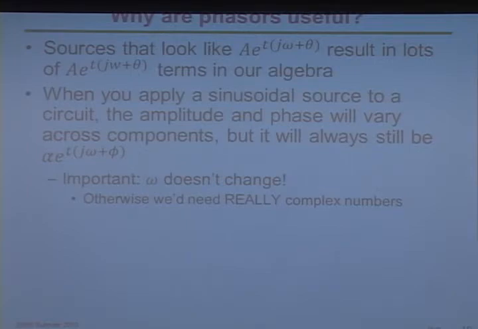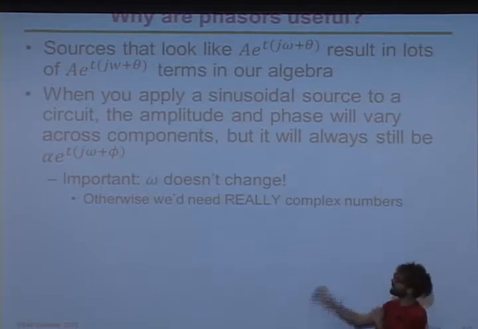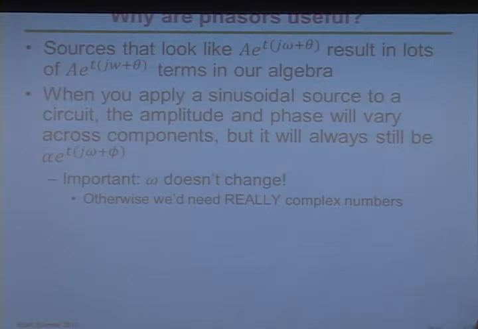And as I mentioned, when you apply a sinusoidal source to a circuit, the amplitude and phase can change, right? So if you have an RC circuit, you put in an AC source, the amplitude of the voltage across the capacitor could be different and the phase could be different, but the frequency won't change. If we had circuits where the frequency could change, then we'd need some kind of really complex numbers to represent it, that would have like 3 components and so forth.